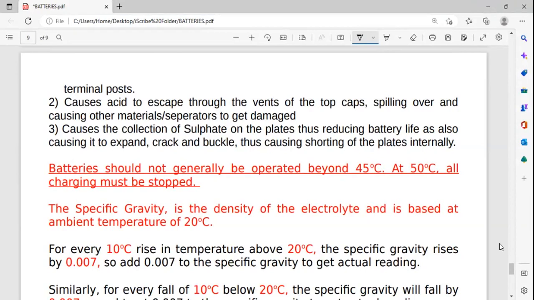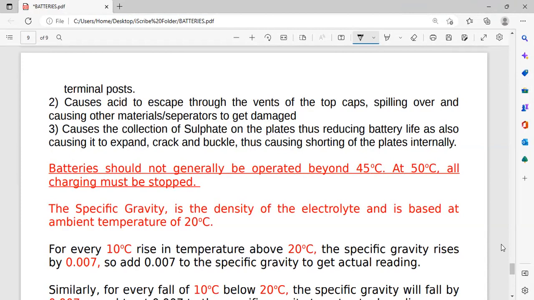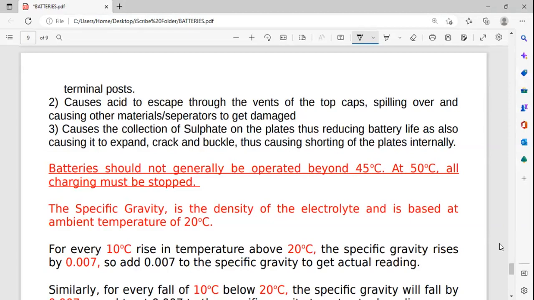So there were a lot of other problems also that were created because of the very high temperature that we experienced. So please note this, okay, a battery should not be operated beyond 45 degrees. And even if it goes beyond that, then at 50 degrees, your charging circuits must be disconnected. Do not charge your batteries at greater than 50 degrees.